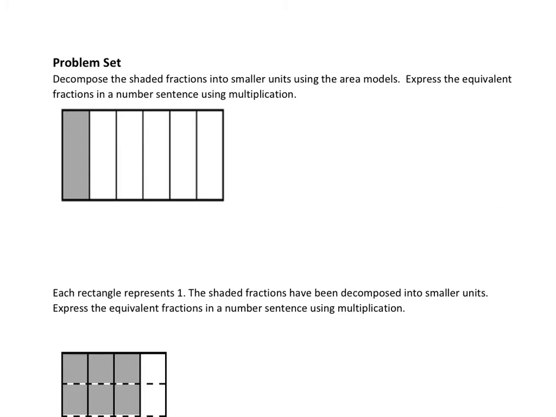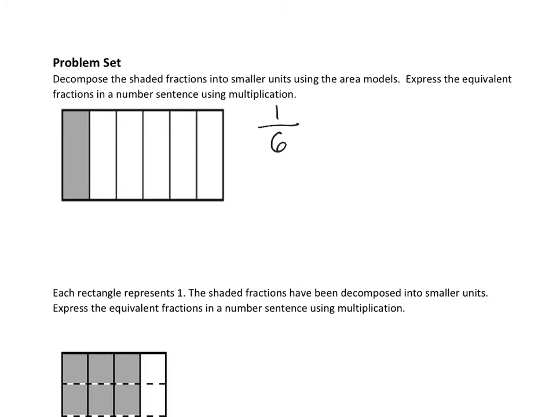Okay, so the first thing I want you to do is ask yourself, okay, what fraction am I being shown right here? Well, I have 1 shaded unit, and I have 1, 2, 3, 4, 5, 6 total units. So I know that this is showing 1/6. Okay, now we just have to decompose it into smaller units. You can make as many rows as you want. So this is just an example, but there are multiple ways.